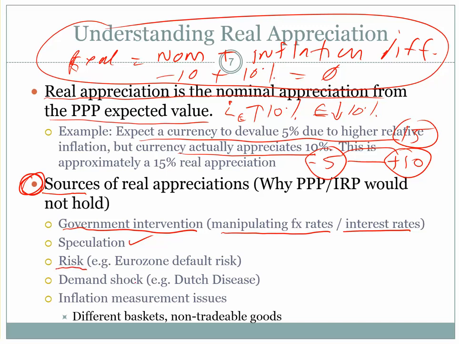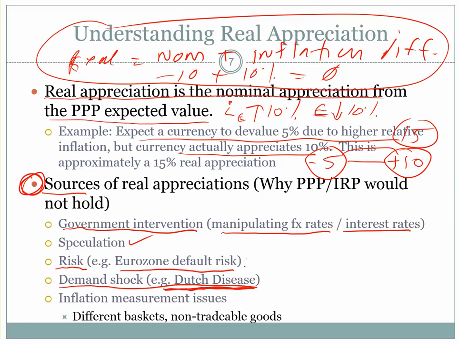Changes in risk perception. For example, when there's new news that the Eurozone is more likely to collapse due to, say, an increased probability of a Greece default, that will cause the euro to devalue, and it's not necessarily caused by inflation. Also, a demand shock. Say a country has a high demand for a new good. That would cause people to demand their currency to buy the good, therefore appreciating it, and not necessarily due to inflation. The example of that is the Dutch disease.